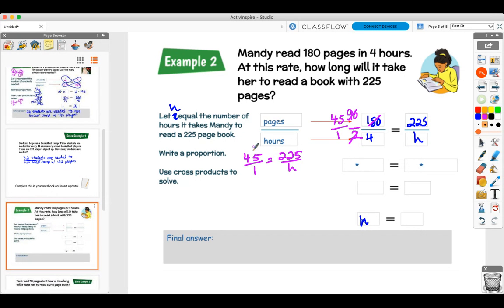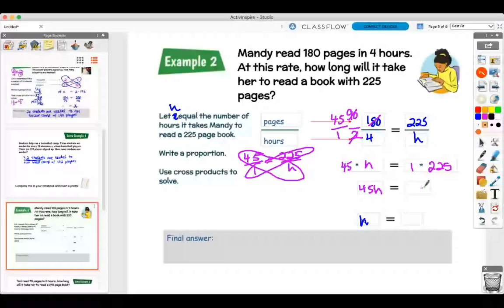You can only do it with one ratio, though. You can't mix and match. You can only do it vertically, straight up vertically. And now let's do cross multiplication, cross products. So 45 times H is 1 times 225, or 225 times 1. So that's 45H is equal to 225. Divide by 45.